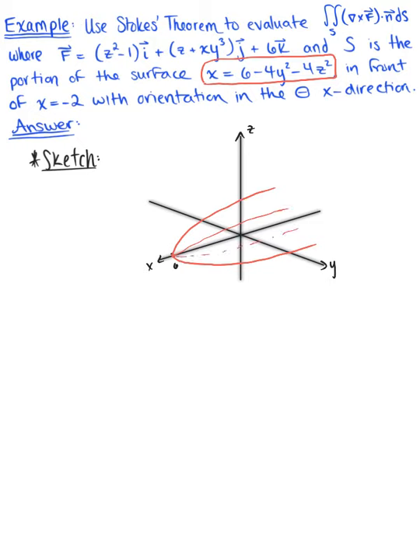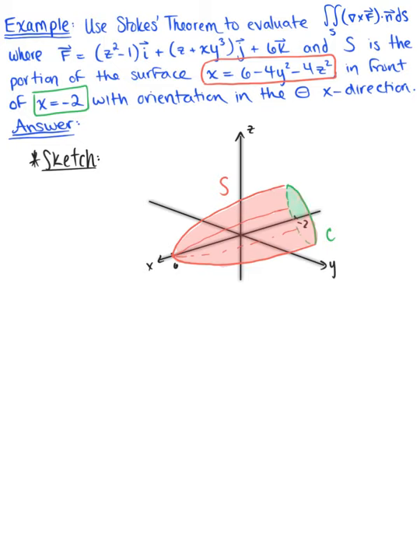And then this paraboloid is in front of the plane at x equals negative 2. So we'll say there's negative 2, and it's intersecting with our paraboloid. So that's our curve C, and this whole thing is our surface S. Let's shade this in so we can see our surface. So here is the surface intersecting with that plane.